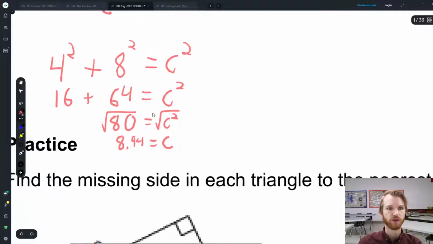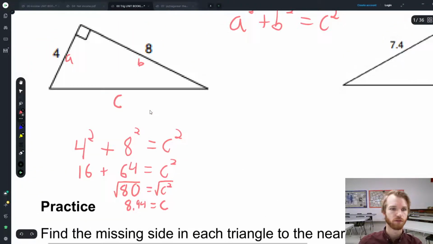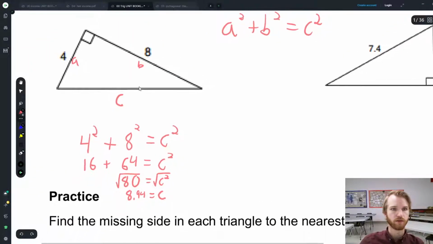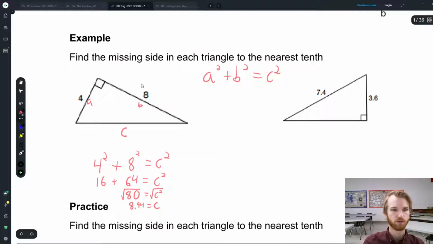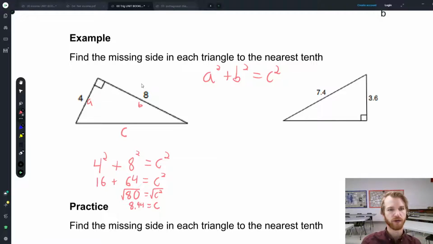So what we just did is we said that 4 squared plus 8 squared gave us 80. Okay, that is the area of like the box here. Then we square rooted it to find out what's just the length of this side, and that is 8.94 is the length of this side.